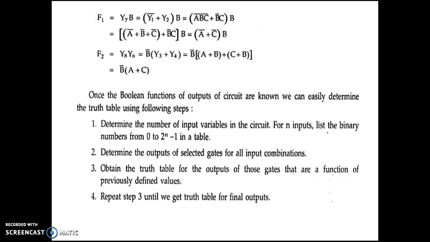Once the function of the output circuit is known, we can easily determine the truth table using the following steps. Step 1. Determine the number of input variables in a circuit. For n inputs, list the binary numbers 0 to 2 raised to n minus 1 in a table. Step 2. Determine the output of the selected gates for all the input combinations. Step 3. Obtain the truth table for the output of those gates that are a function of previously defined values. Step 4, repeat step 3 until you get the truth table.